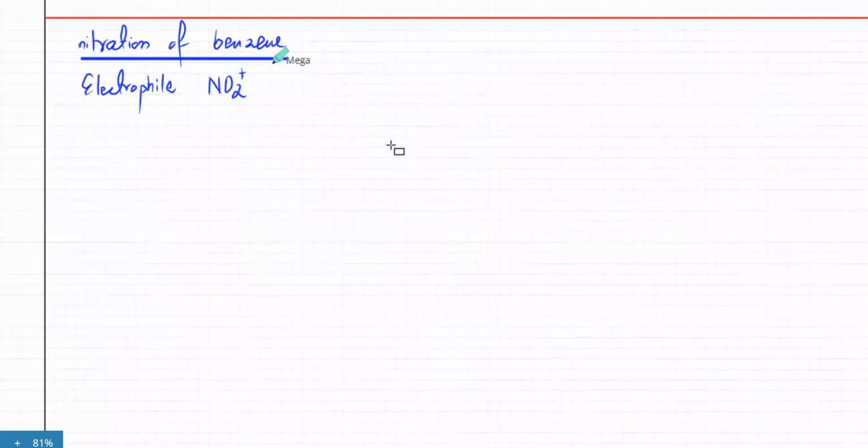The first step is step 1. You would have to completely polarize it. You would have to create this electrophile. No reaction would happen unless you have this electrophile. So, with concentrated sulfuric acid, let me write the whole summary of the reaction before we do the mechanism.